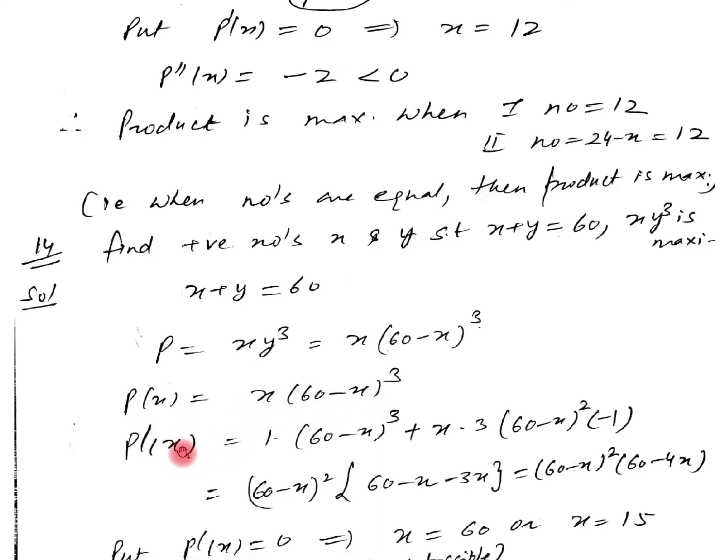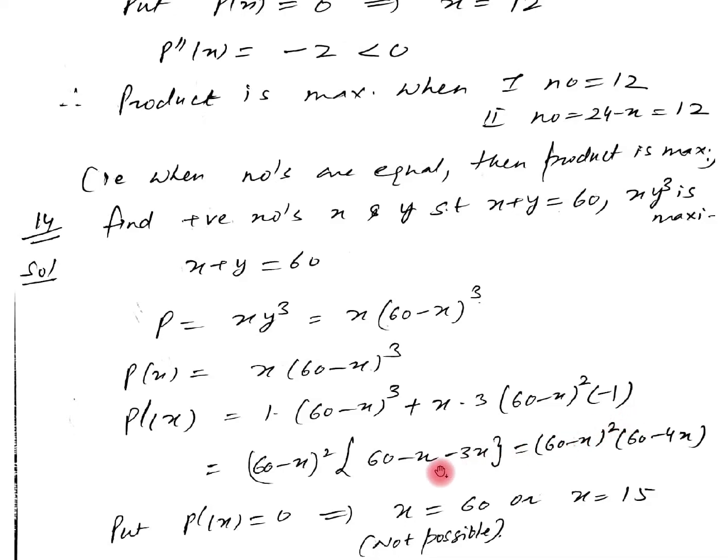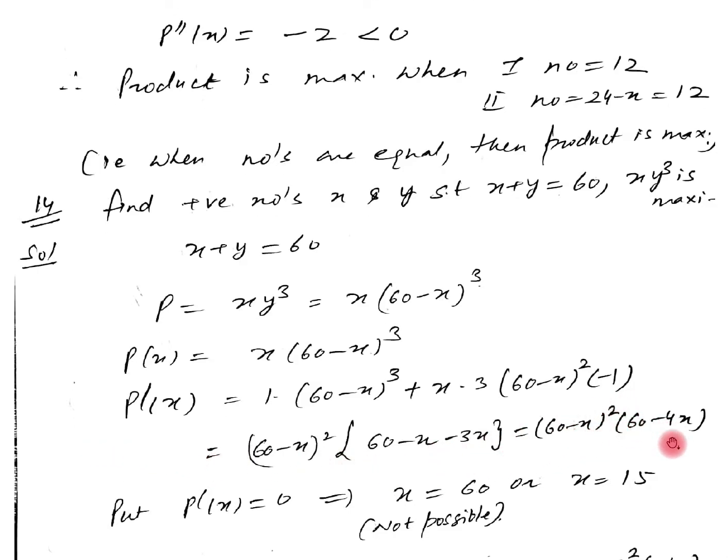Again we have to repeat the same step. We have to find the first derivative. You can open the bracket if you want. Now using the product rule: the derivative of x is 1, second function as it is, plus first function as it is into the derivative of the second. It is 3 into (60 minus x) whole square into the derivative of this, which is minus 1. Simplifying, we are getting the first derivative equal to this.